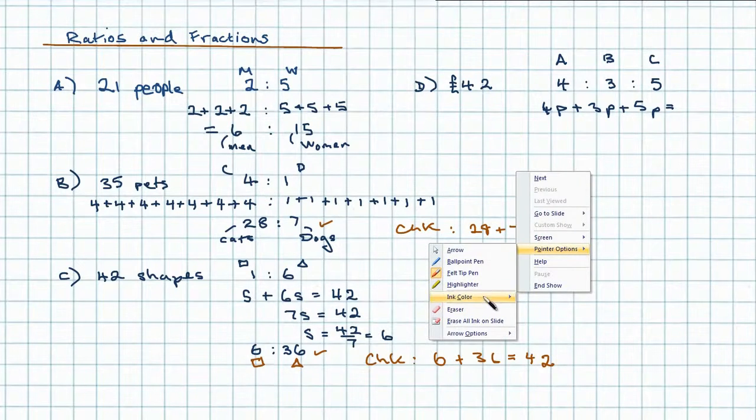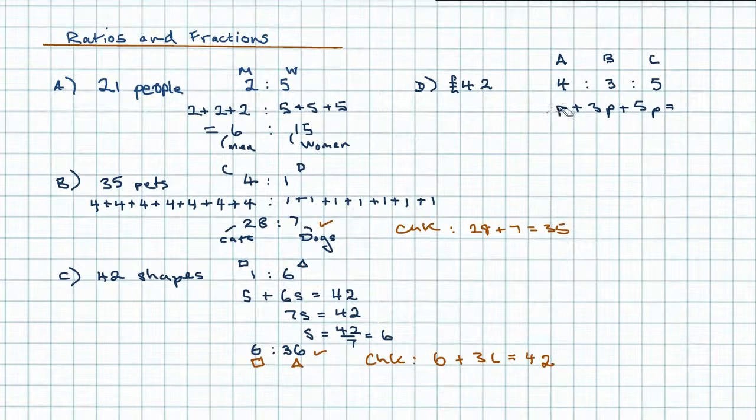Actually, P is not a very good letter, I'm going to change that because it sounds like pennies. So instead of P, let's have Q. So we can use any letter for this. Okay. So we've got 4Q plus 3Q plus 5Q. So that's going to give us 7Q, and that's going to add up to £42.